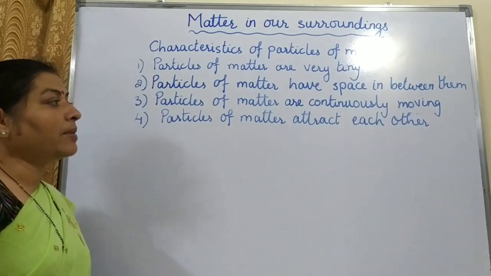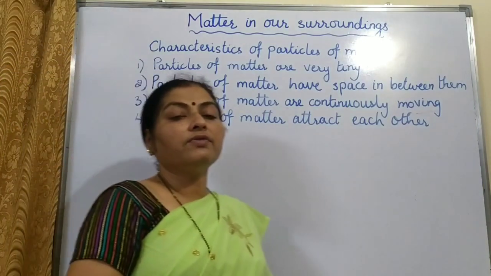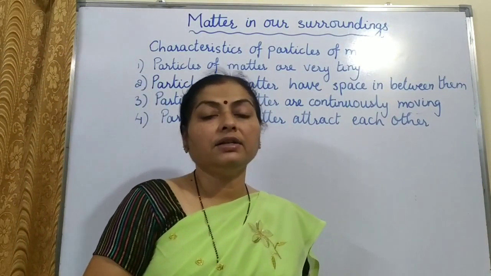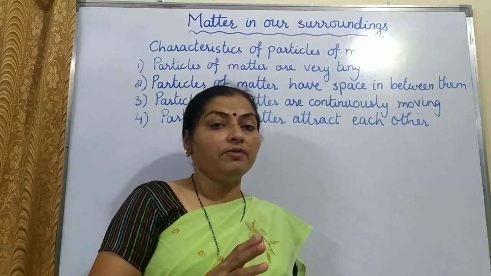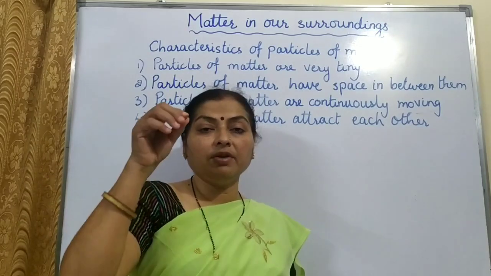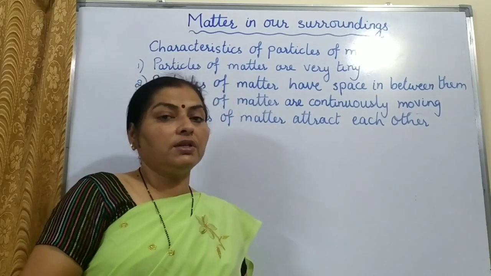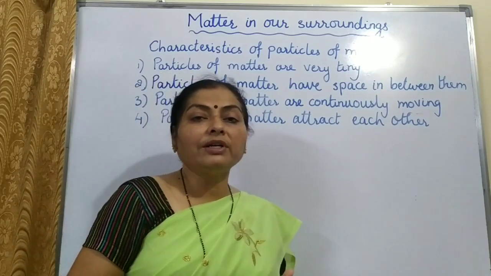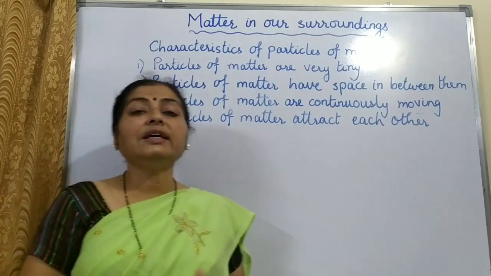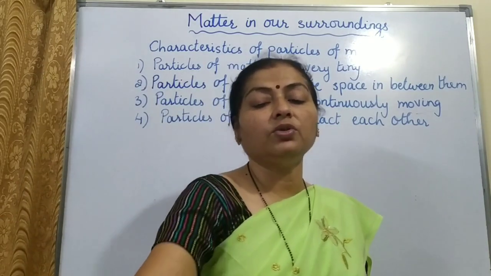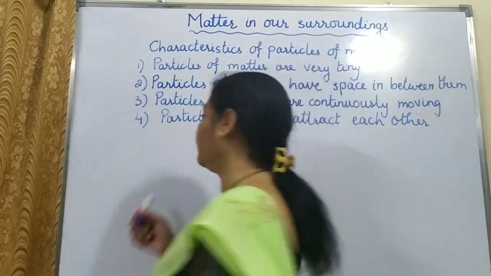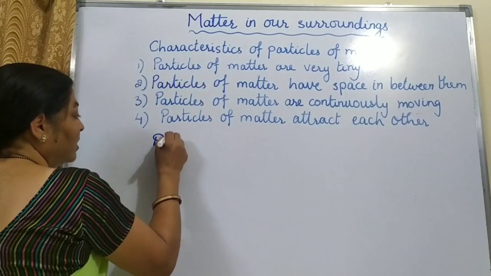Then particles of matter are continuously moving. This also we have seen with the help of an activity. If you remember, we had taken water in a glass and then we put a drop of ink on the surface and how it gets diffused inside the water. So what is diffusion, children? Diffusion is the intermixing of one substance into another substance. We saw about diffusion.